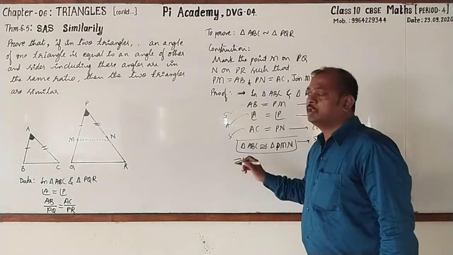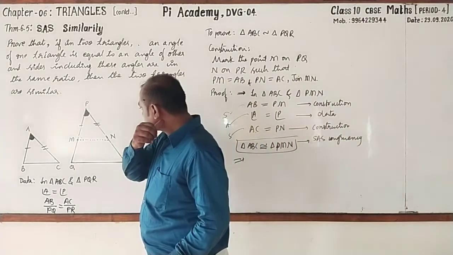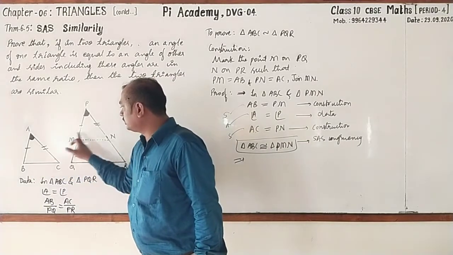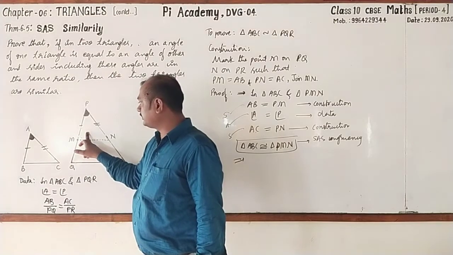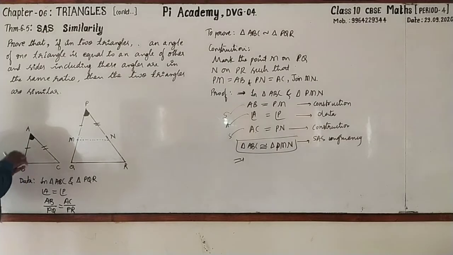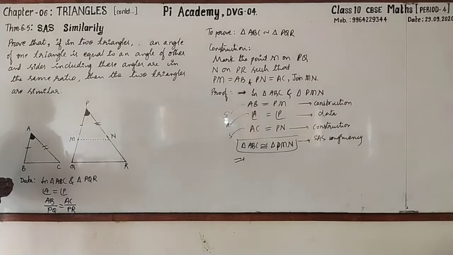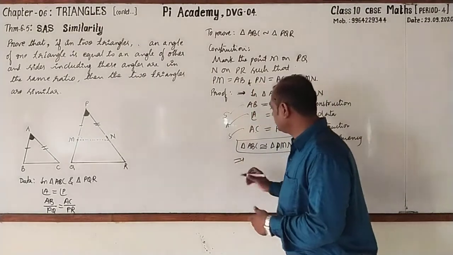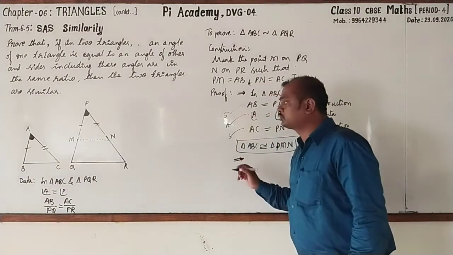Next, look here. We have just proved these two triangles as congruent. But actually we are going to prove the triangles ABC and PQR as similar. How is this possible? Can you think of it? Yes, hope that you have got the steps to be followed.